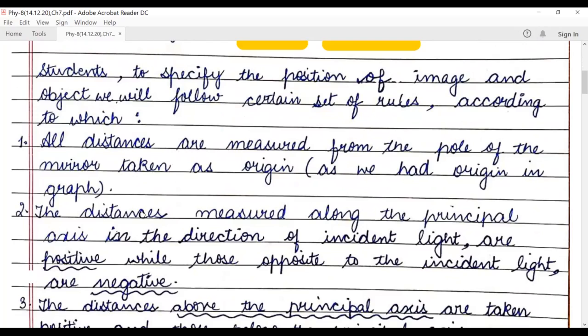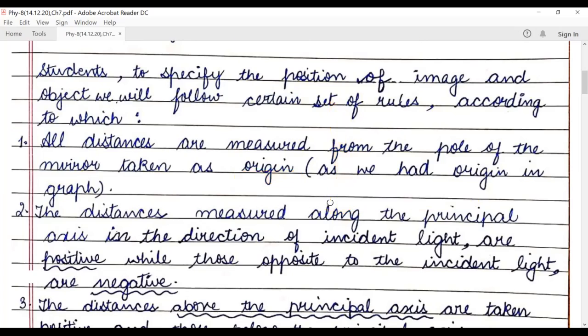Students, to specify the position of image and object, we will follow a certain set of rules according to which all distances are measured from the pole of the mirror taken as origin. This origin is the same as we had in the case of graphs. We have an origin on graph paper also when we draw a vertical and a horizontal axis. So the meeting point of vertical and horizontal axis is known as origin.